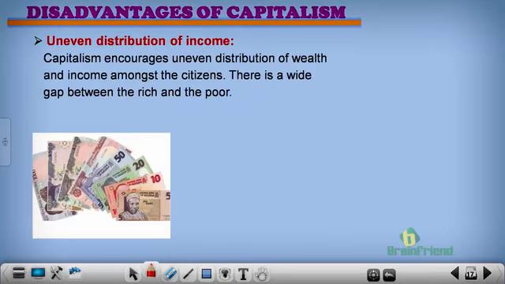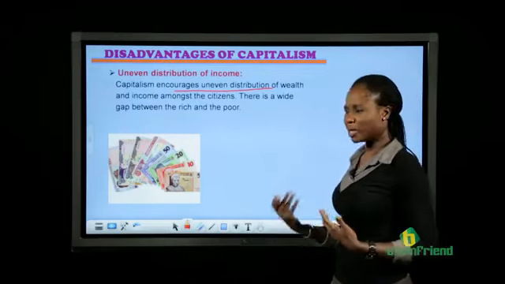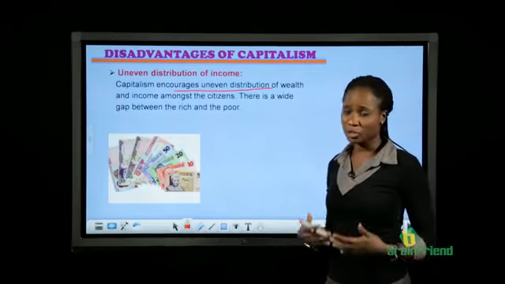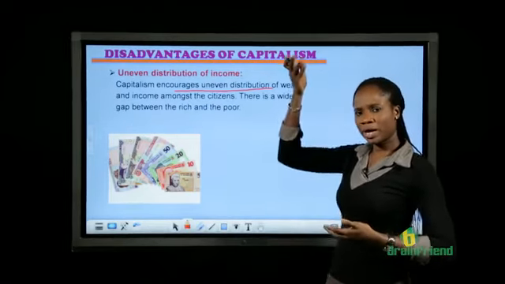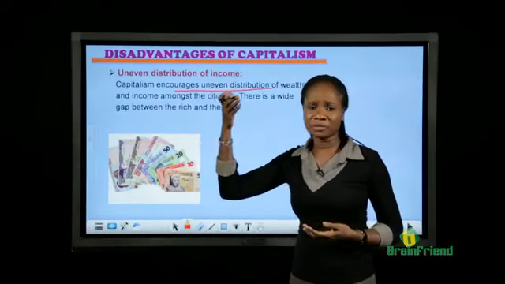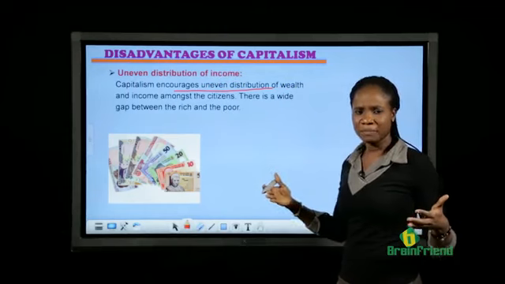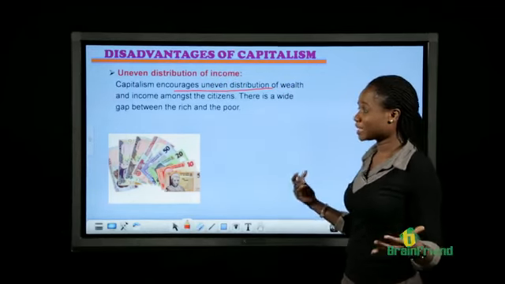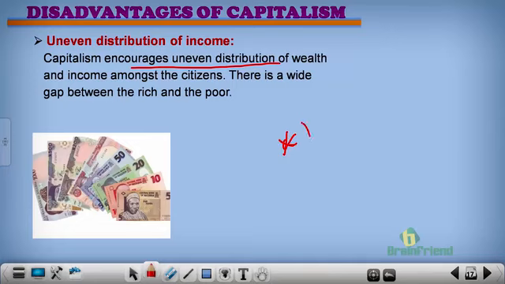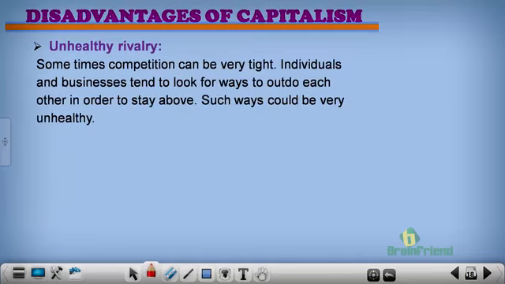Another disadvantage is uneven distribution of income. Capitalism as a whole encourages uneven distribution of wealth, like we had said. Now, the income and wealth amongst the citizens cannot be equal because some people are way up here enjoying huge profits and the benefits of capitalism, while the others may not be there. So it shows you that there's a huge difference between the rich and the poor, and capitalism makes it very obvious that there is a difference between the haves and the have-nots. So we can see that that's not a good thing, so it's a disadvantage in the capitalist economic system.